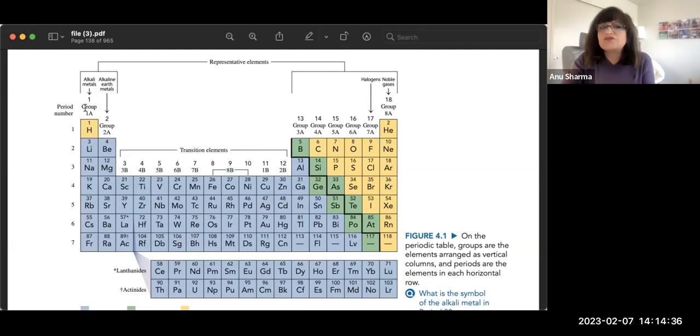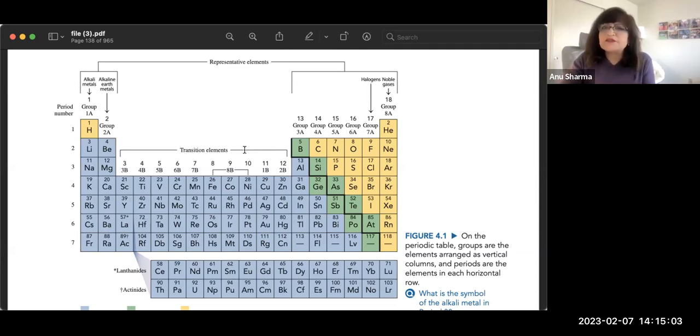They are called the alkali metals, and they will make a +1 charge. All these elements that are in group 1A will have only 1 electron in the last shell, so they'll make only 1 bond. Elements that are present in group 2A have 2 electrons in the last shell, +2 charge, and they will make 2 bonds.